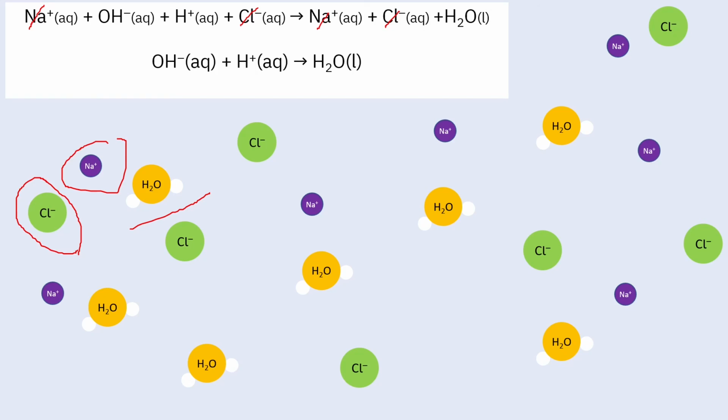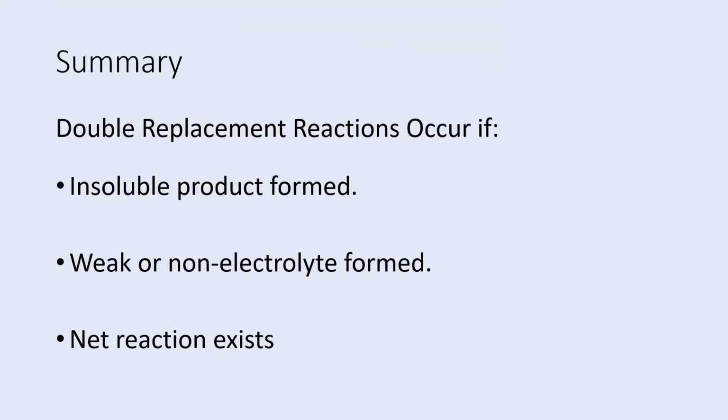Remember, water is a non-electrolyte for all intents and purposes. So it's going to form molecules. And once those molecules are formed, they do not dissociate into ions to any significant extent. So in summary, double replacement reactions take place when a precipitate is formed or when a weak or non-electrolyte is formed, and there must be a net ionic reaction.